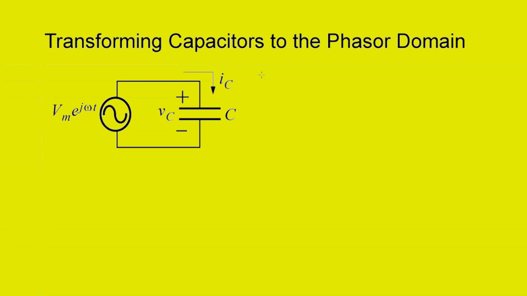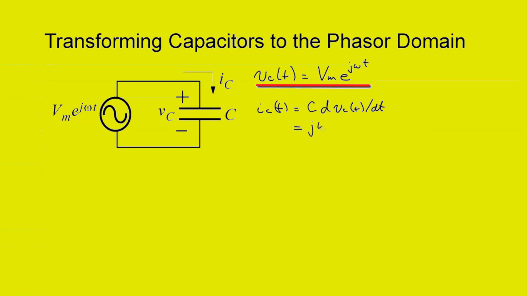To begin, we know the voltage across the capacitor, Vc of t, is simply given by our amplitude, Vm, e to the j omega t. Recall that the current through a capacitor is C times the derivative of the voltage across the capacitor with respect to time. If we look at the equation above, we can see that the derivative is going to be j omega times C times Vm e to the j omega t.